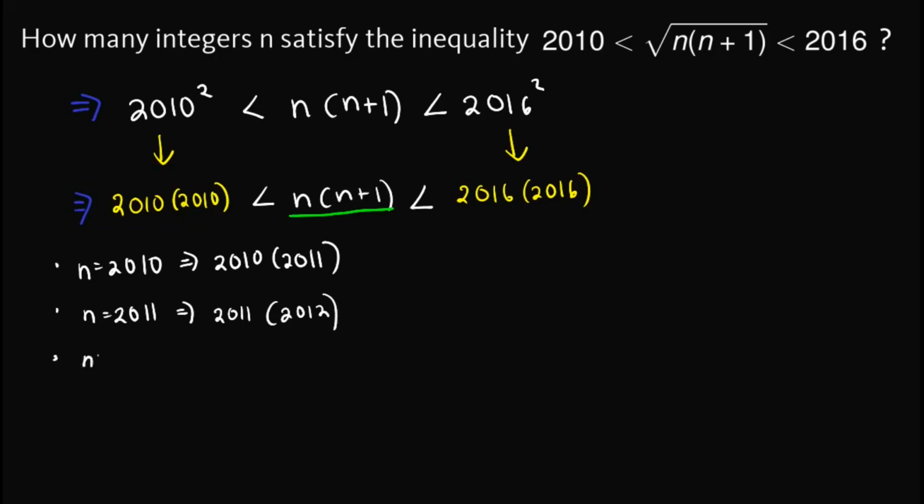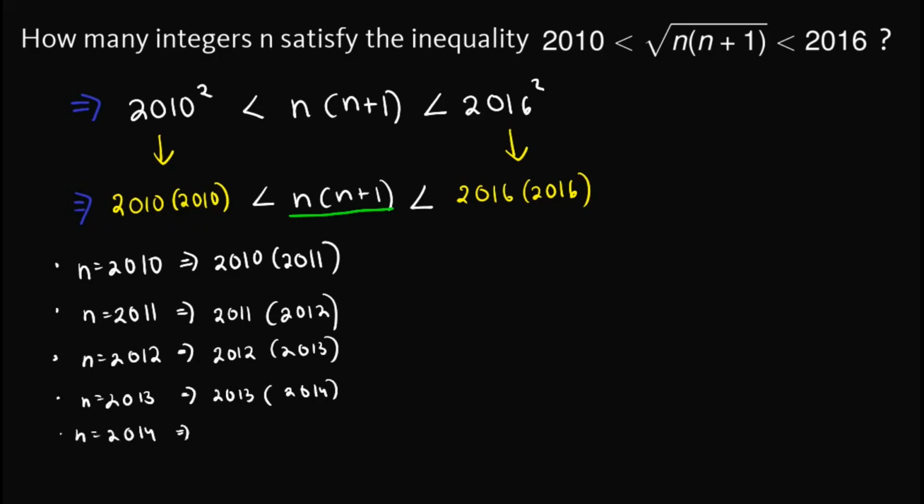We also have n equals 2012, since that would yield us 2012 times 2013. We also have n equals 2013, since that would yield us 2013 times 2014. We have n equals 2014, since that would become 2014 times 2015. And we have n equals 2015, since that would yield us 2015 times 2016.